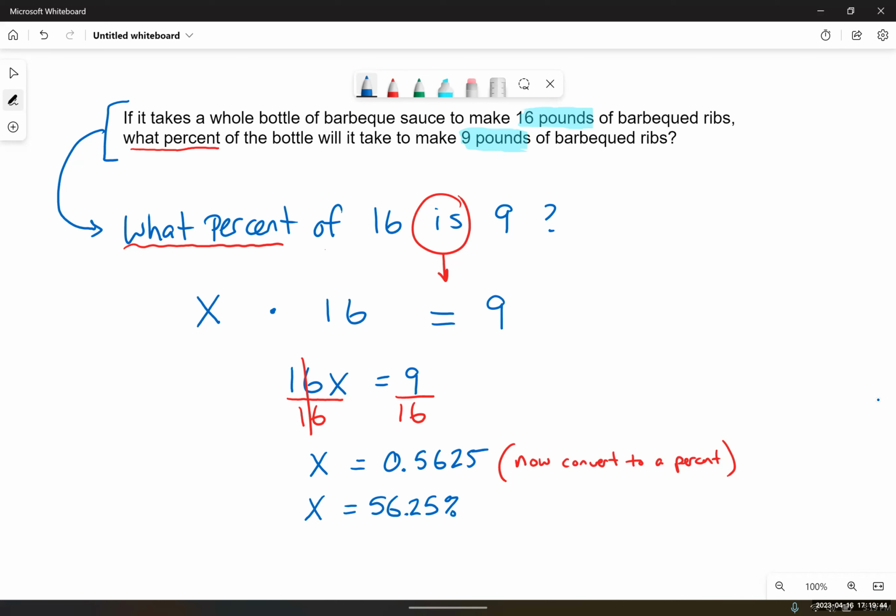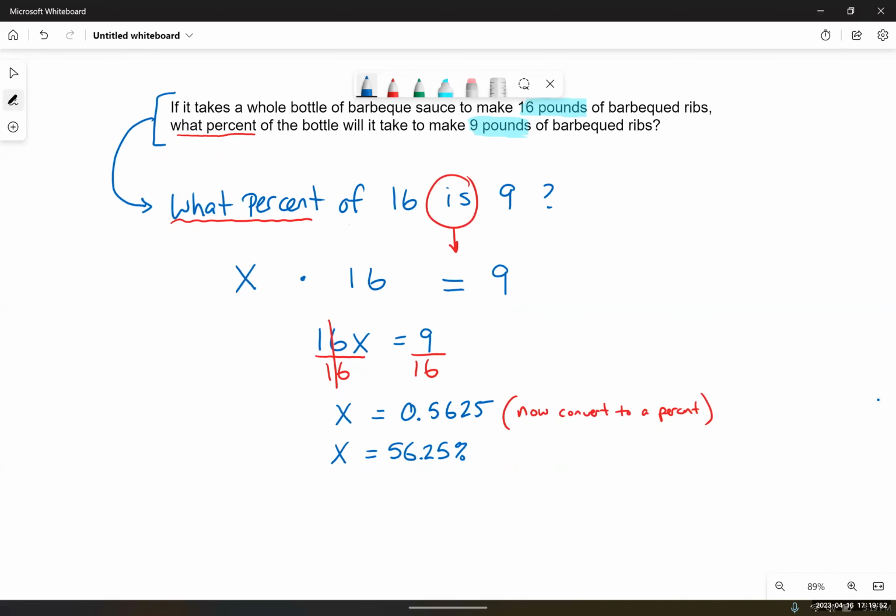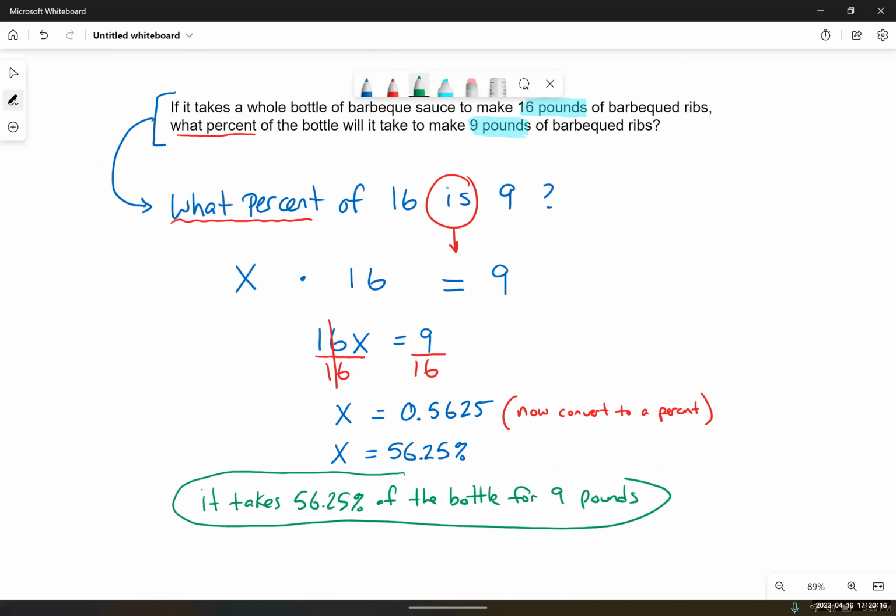And anytime we have a word problem, our answer should be in the form of a statement, using words. So for our final answer, let me make this a little smaller. For our final answer, I'll say it takes 56.25% of the bottle for 9 pounds. All right, so this would be our final answer in the form of a statement. All right, that does it for this problem.